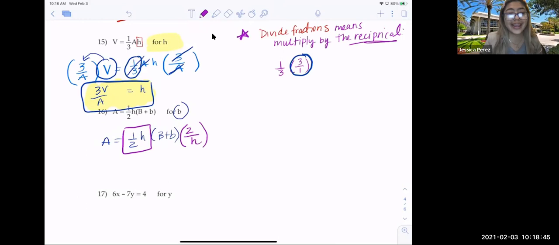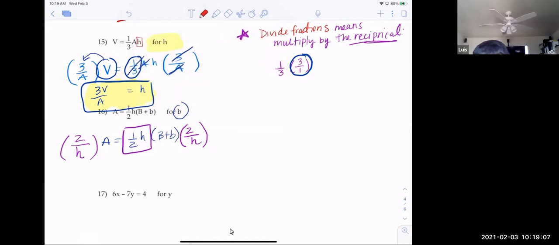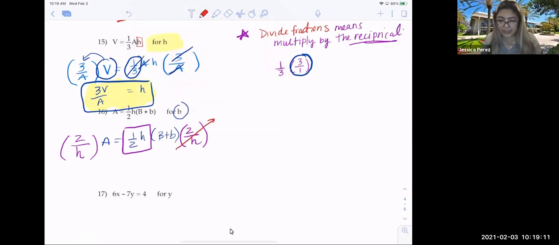Because I'm trying to get rid of 1/2 h. So how do I get rid of 1/2 h? You multiply by the reciprocal. When you multiply one side, you have to do it to the other, so right here I also have to do 2/h. When this occurs, these become one, they cancel. But what about the other side? On this side, you multiply. Remember, when you have a numerator, it only goes to the top part. So then on that left side, you have 2a/h is equal to big B plus little b.